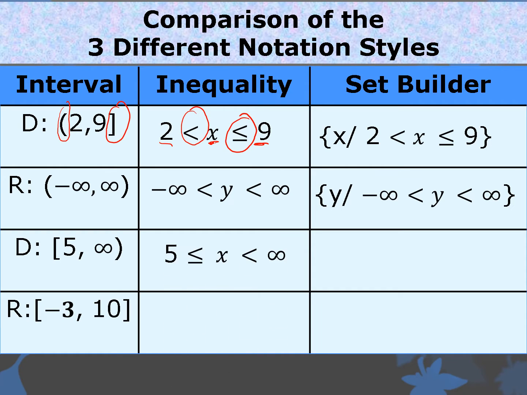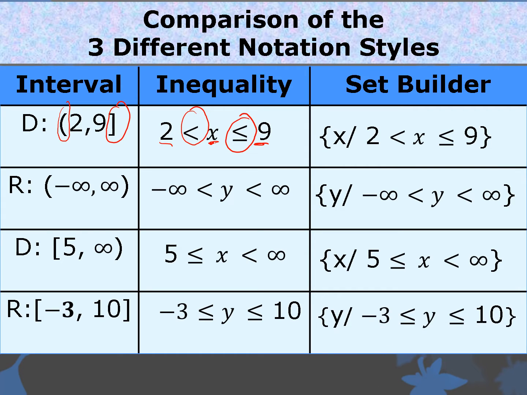All right, that's what I got for inequality. That's what I got for set builder. For range, that's what I got in terms of inequality notation. And that's what I got for set builder notation. So see, it's not so bad if you start from interval. Again, start from interval, go to inequality, and then go to set builder. All right, let's move on.